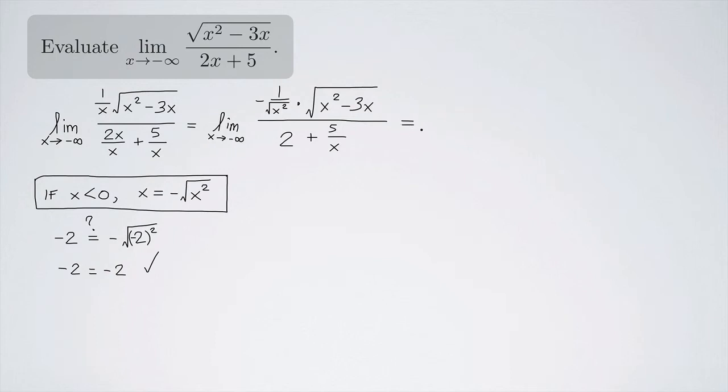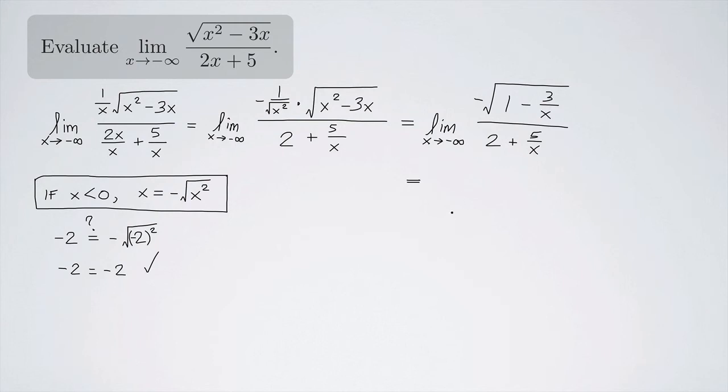Okay, so now I can write a limit, haven't taken the limit yet, as x approaches negative infinity of. So I'm going to have a minus sign, and then I'm going to have the square root of. So I'm going to have x squared divided by x squared. That's going to be 1 minus 3x divided by x squared. That's going to be 3 over x. And then that's divided by 2 plus 5 over x.